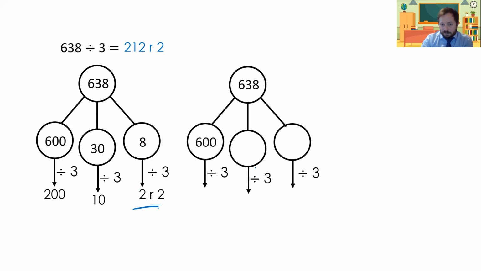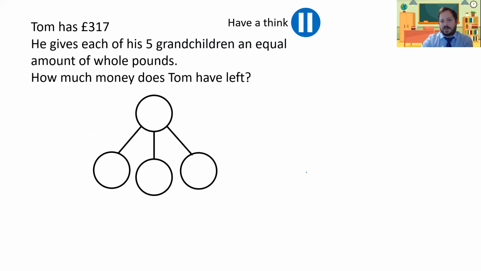You could do it another way. So you could do that and split it this way. If you knew that 36 divided by 3 was 12, then you could quite easily see that 2 wasn't divisible by 3, and you'd have that as left over. It comes up with the same answer.